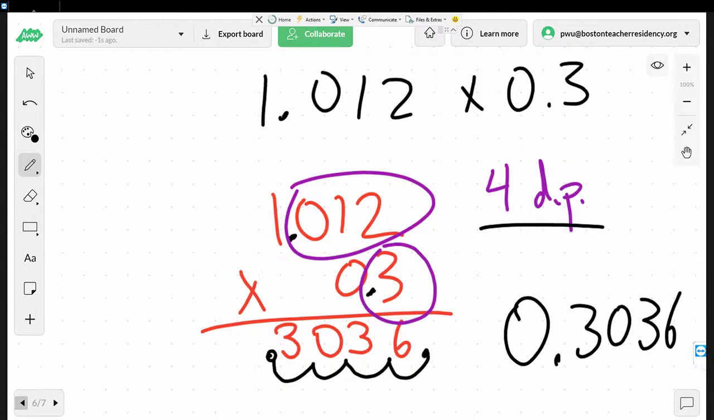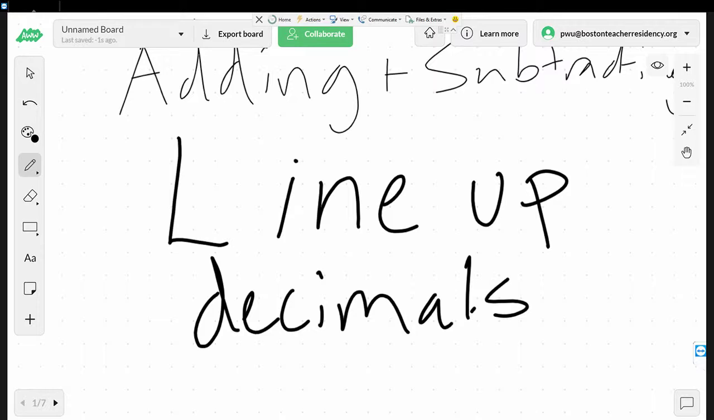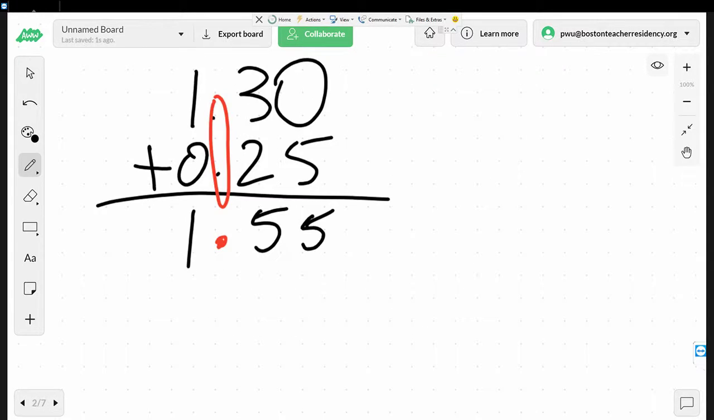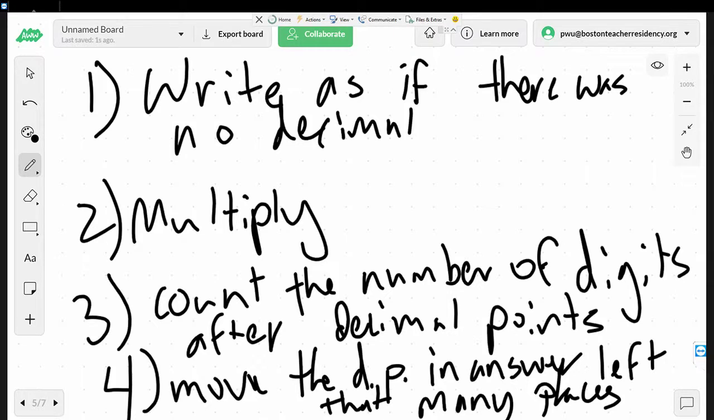So once again, the differences between multiplying and adding and subtracting. Adding and subtracting, line up your decimals, and then add or subtract like normal, carrying or borrowing as needed. Multiplying decimals, you have to write as if there was no decimal, multiply, count the number of digits after decimal points, and then move the decimal place in the answer left that many places. I hope you can use this video as a reference going forward, and again, hope you have a great evening.